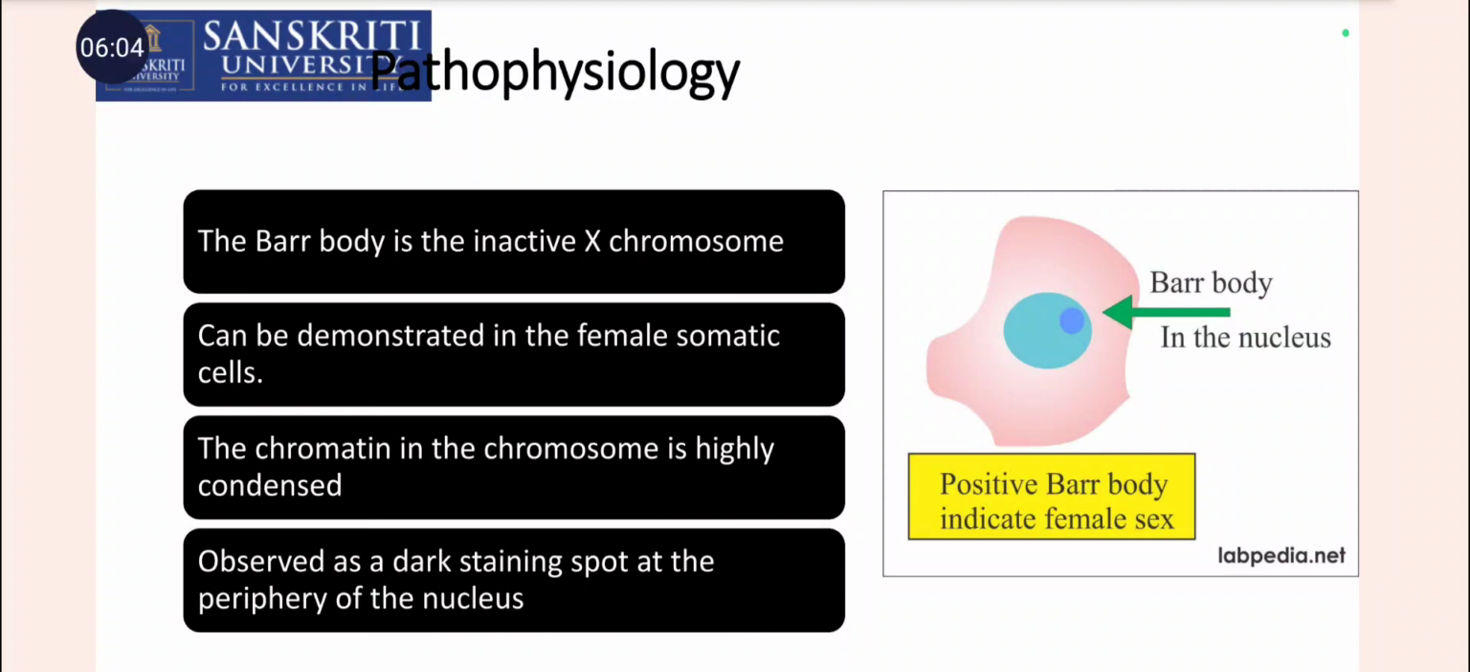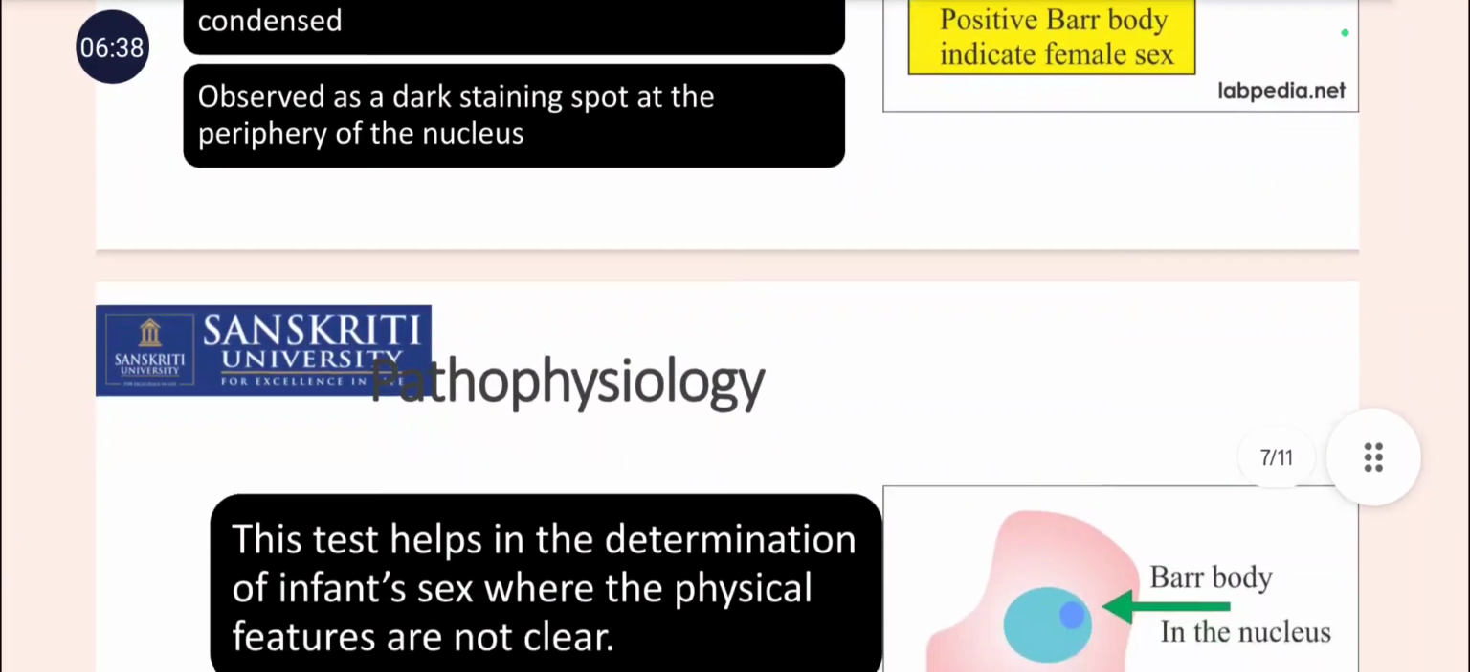So the Barr body is the inactive X chromosome. Female has 2 X chromosomes. One of the X chromosomes is inactive and can be demonstrated in the female somatic cells. Any somatic cells of the female can be taken as a sample, where you can demonstrate this Barr body. The chromatin in the chromosome is highly condensed, and it can be observed as a dark staining spot at the periphery of the nucleus. So this is actually epithelial cells, where you can see the dark staining spot near the periphery of the nucleus.